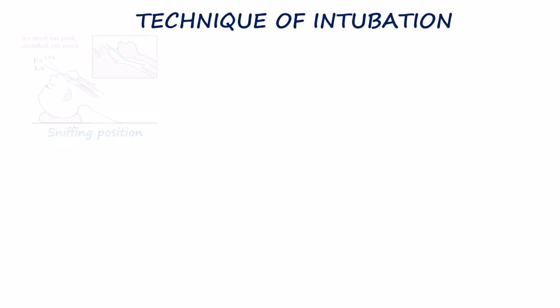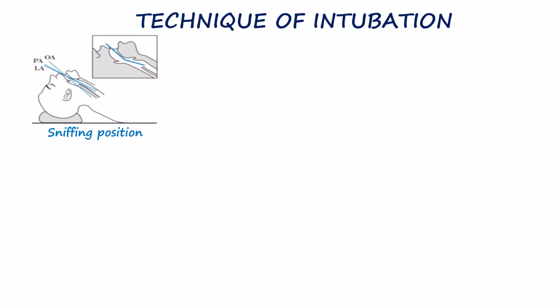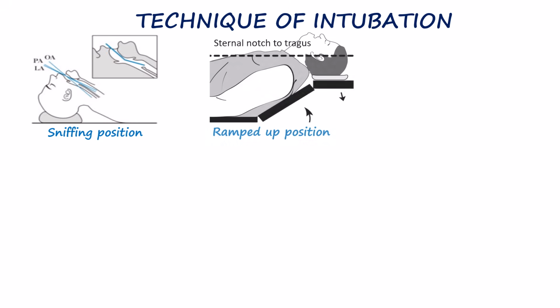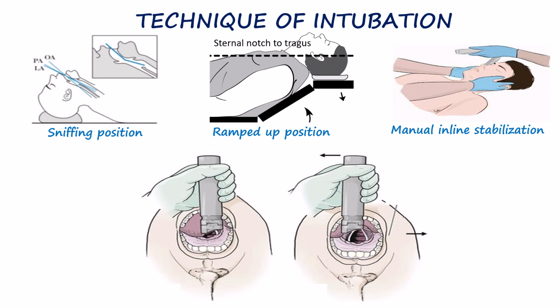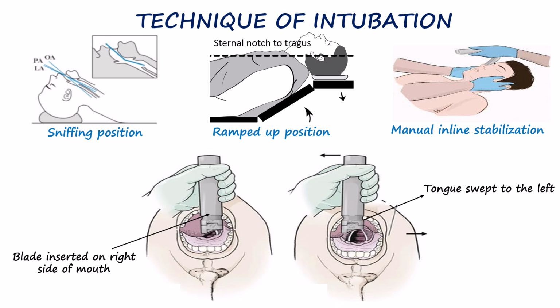The ideal position is the sniffing position, with the head extended and neck flexed to align the oral, pharyngeal, and laryngeal axes. In obese patients we will have to use the ramped-up position to achieve the sniffing position. If cervical spine injury is suspected, manual inline stabilization is performed instead. After the induction and paralysis, the laryngoscope blade is inserted into the right side of the mouth and advanced, sweeping the tongue to the left.